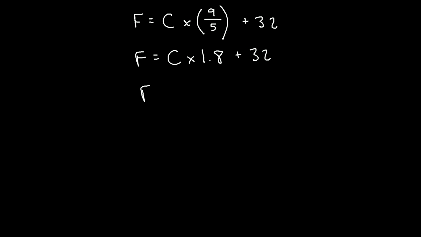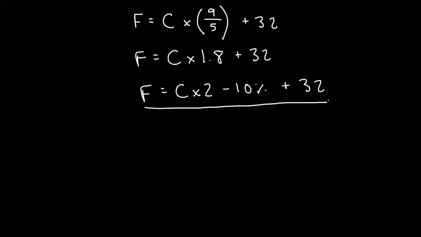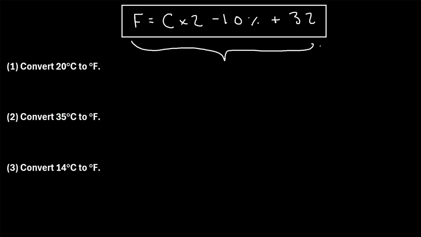So a shortcut formula we can use is Fahrenheit is equal to Celsius doubled, so times 2, minus 10% of that value, and then we still have to add 32 at the very end. So let's check out a few examples of how we can use this shortcut formula to convert Celsius to Fahrenheit. Alright, so I've rewritten our shortcut formula that we just found. Let's check out a few examples of how to use it.